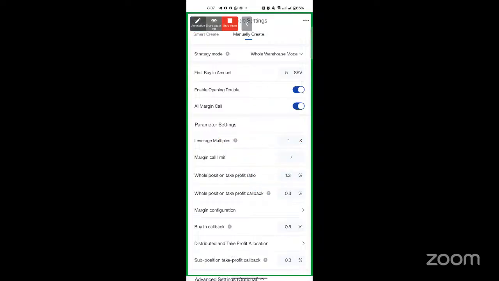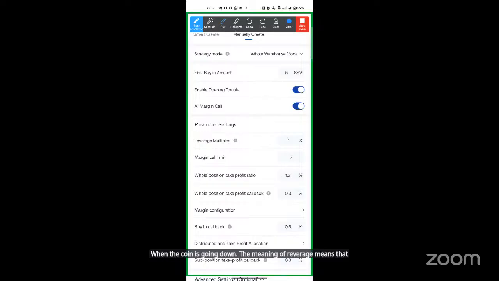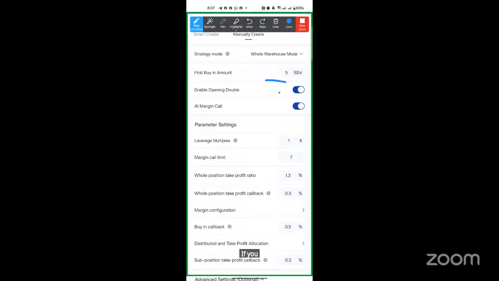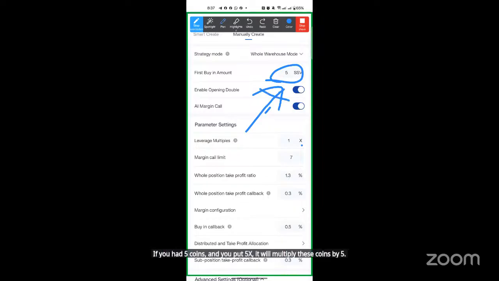The meaning of leverage is that the exchange is lending you some money that you don't have. If you had 5 coins and you put 5x, it will multiply these coins by 5. And look here, guys. Look here, why is Royal Q good? It only gives you a leverage of the first buying amount.